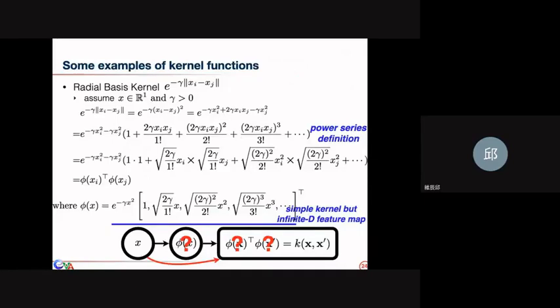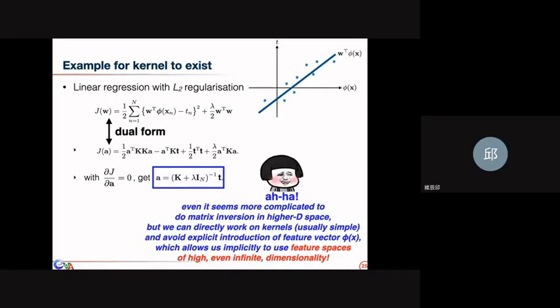So I hope these examples are able to give you a very good intuition behind why we only need to know how to compute the kernel function instead of knowing how to compute the feature representation. So let's go back to what we mentioned in the previous lecture.